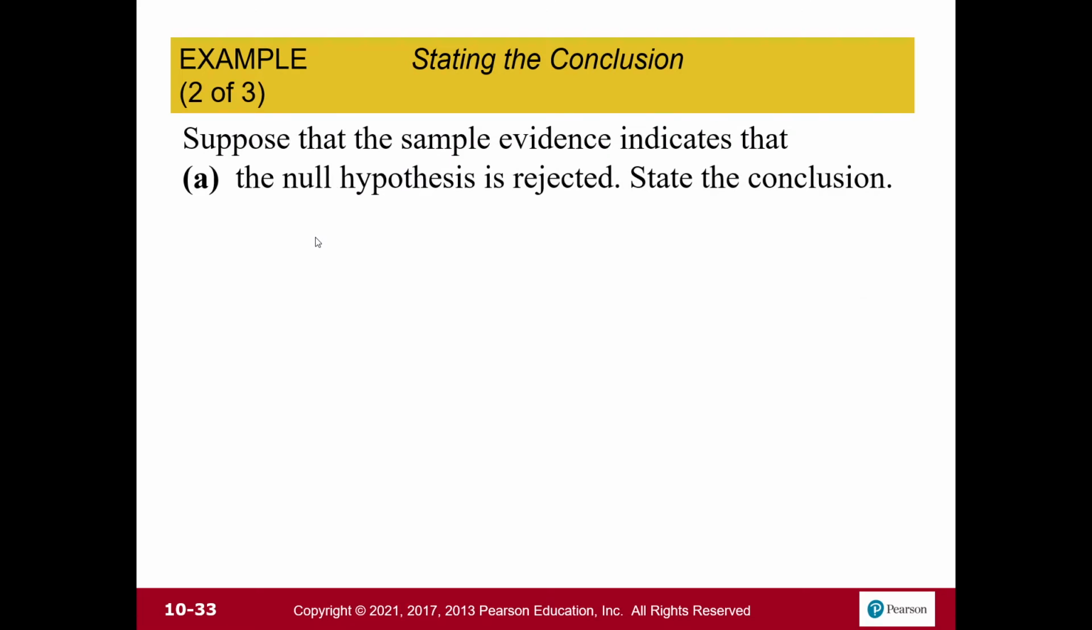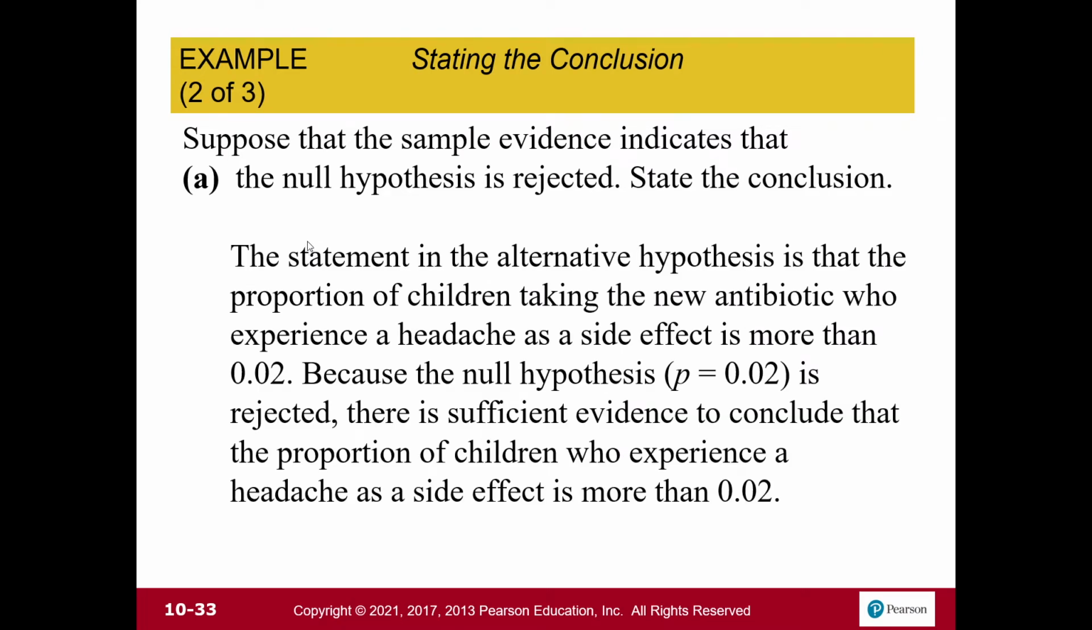Suppose that the sample evidence indicates that the null hypothesis is rejected. State the conclusion. So the statement in the alternative hypothesis is that the proportion of children taking the new antibiotic who experience a headache as a side effect is more than 0.02. Because the null hypothesis is rejected, there is sufficient evidence to conclude that the proportion of children who experience a headache as a side effect is more than 0.02.